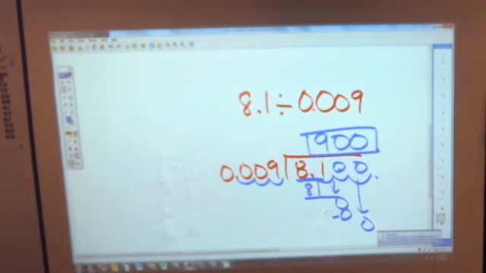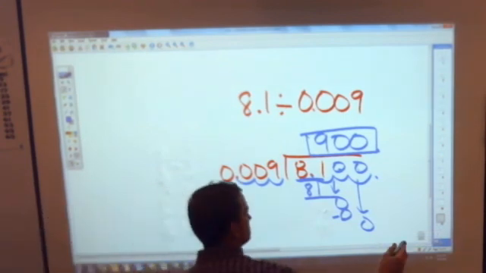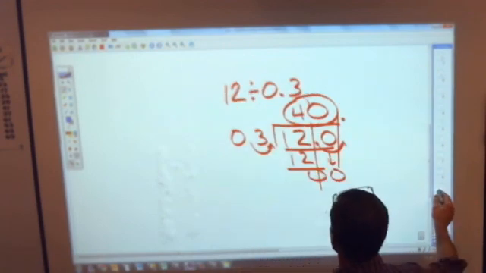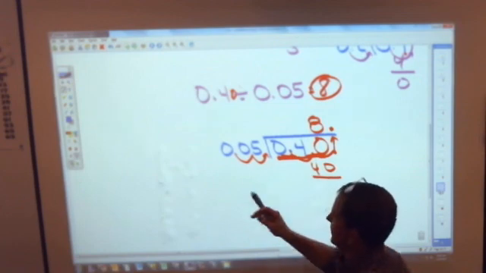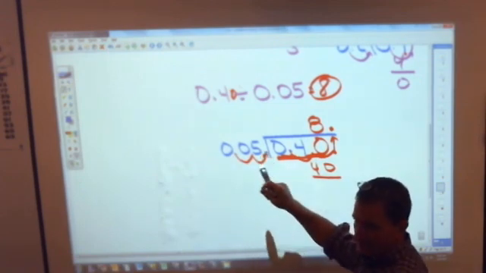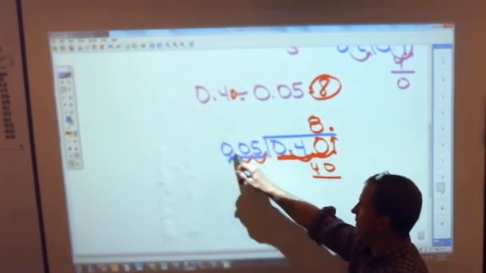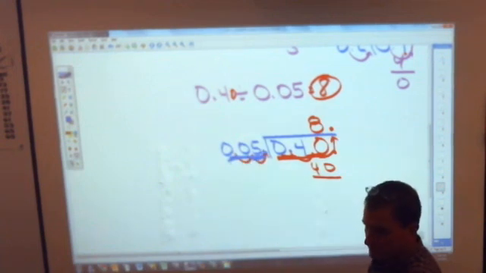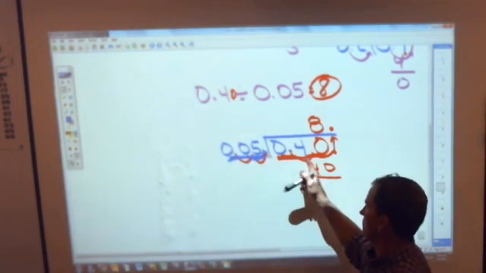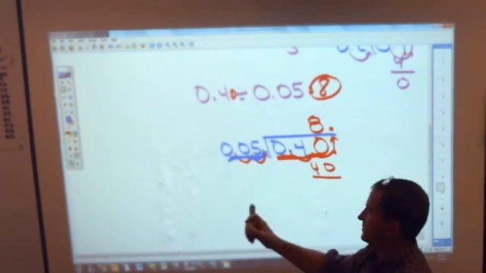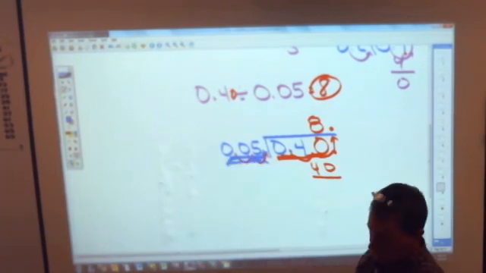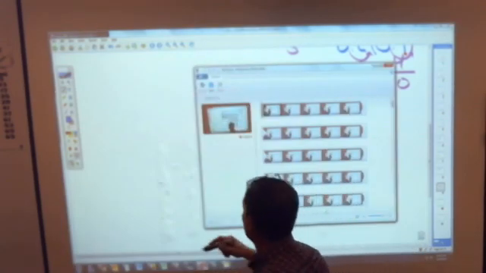You have a question? Yeah. On the 0.05 and on all the other ones we did, why do we move it 2 spaces? The decimal has to go all the way to the end. There can be no decimal in here at all, so that means I gotta move it all the way to the right. And however many places I move this is how many places I move that. That is the rule. No decimals ever in divisors. Fundamental rule.